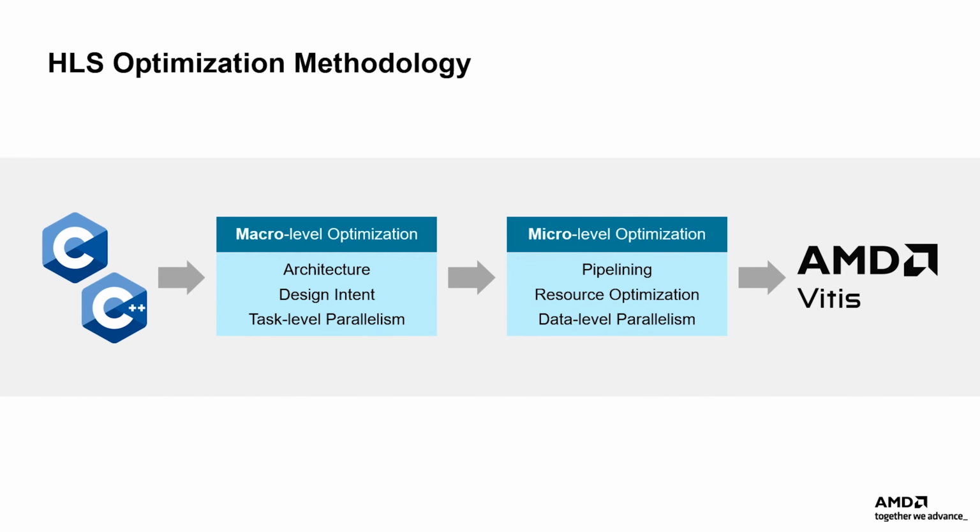The HLS optimization methodology involves both macro-level and micro-level optimization. Macro-level optimization focuses on the high-level design, while micro-level optimization deals with the lower-level implementation details. The designer needs to create the high-level architecture of the algorithm in C++, carefully considering the design intent and its interaction with the external world. The HLS tool also requires design constraints, such as clock period and performance targets.